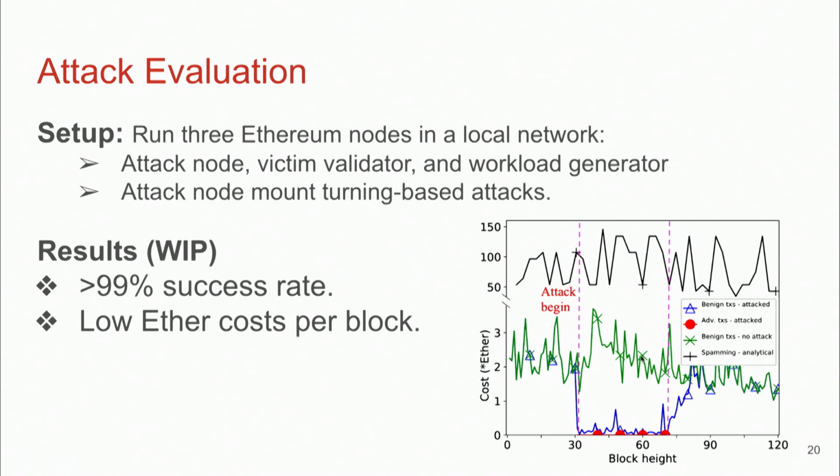Okay? We also compare it with the baseline spam transaction attack. You can see that in terms of cost, ours is more than 3 orders of magnitude lower than the baseline high-cost spam transaction attack. So overall, we measure our result by 2 metrics: more than 99% success rate and also very low Ether cost per block.